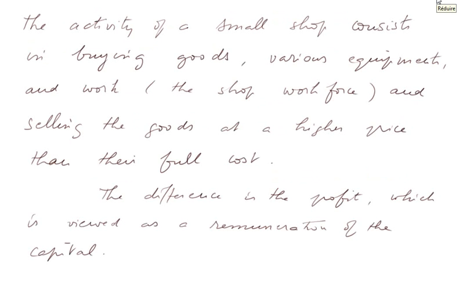So the activity of a small shop consists in buying goods, various equipments and work, the shop workforce, salaried people, and selling the goods at a higher price, of course, than their, first of all, acquisition cost, but even their so-called full cost. That is a topic for cost accounting. The difference is the profit, which is viewed as a remuneration of the capital, that is a remuneration of the owners who put some initial money into the firm.